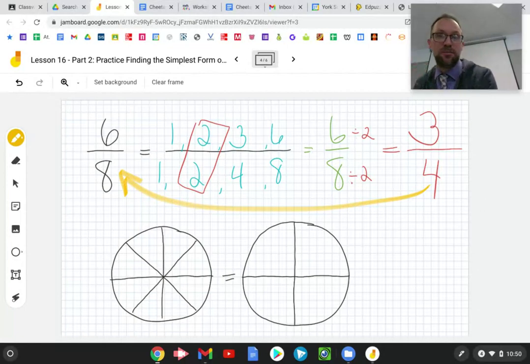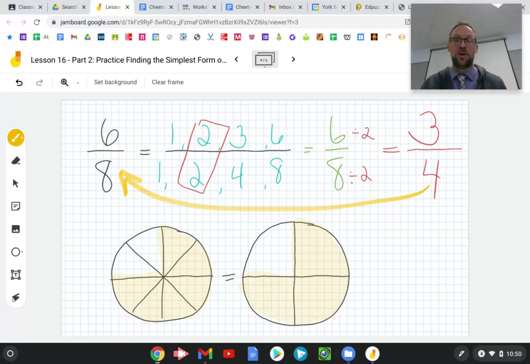It's the simplest form of 6/8 because 3 and 4 are the smallest possible digits we can use to represent the same amount. And let's just take a look at a picture of that amount. All right. 6/8 looked like this on this circle drawing, similar to what we did yesterday or the last lesson. And 3/4, of course, looks like this, the same amount. What do you know about that?